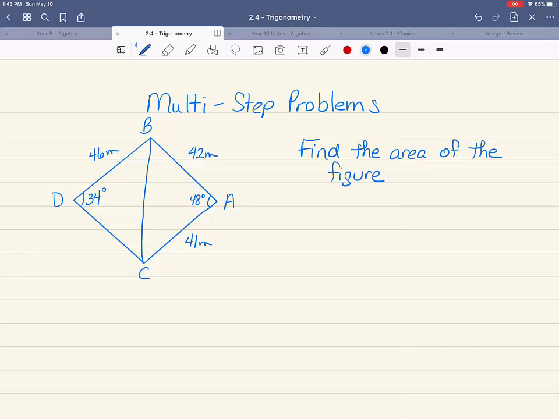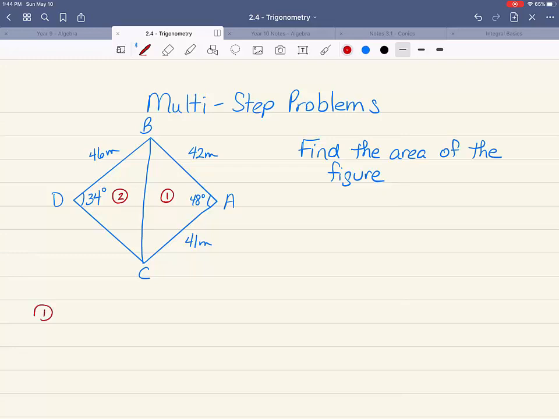All right, if it were a rectangle or a square, it'd be easy, but it's not, so we have to go about this a different way. So what we're going to do for starters is label each triangle, triangle 1 and triangle 2, so we know what we're dealing with here. In order to get the area, I need two sides and the angle in between them. Do I have that in either triangle? The answer is yes, I have it for triangle 1.